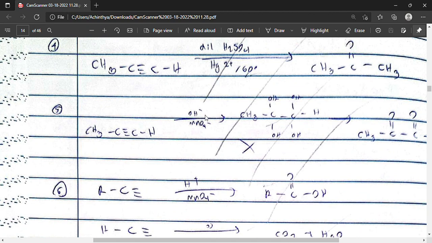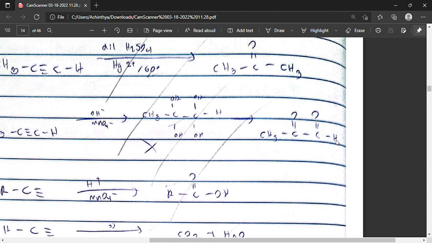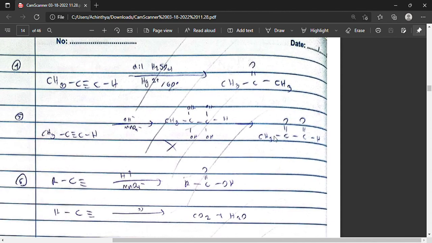This is what happens when we add Baeyer's reagent to an alkyne. As we probably guessed by now, two hydroxide ions will be added to this carbon, and two hydroxide ions will be added to this carbon. But as we have told earlier, geminal diols are unstable, so each will immediately dissociate into this group, forming two carbonyl groups adjacent in the same compound.